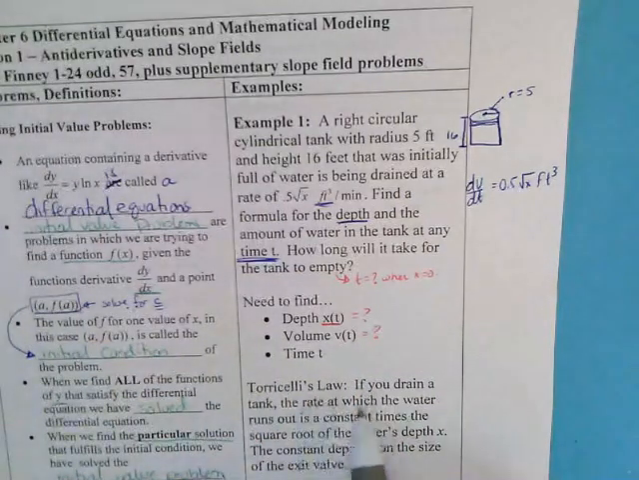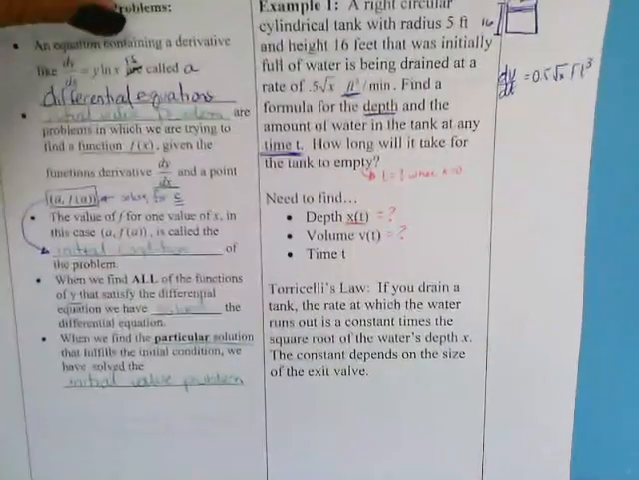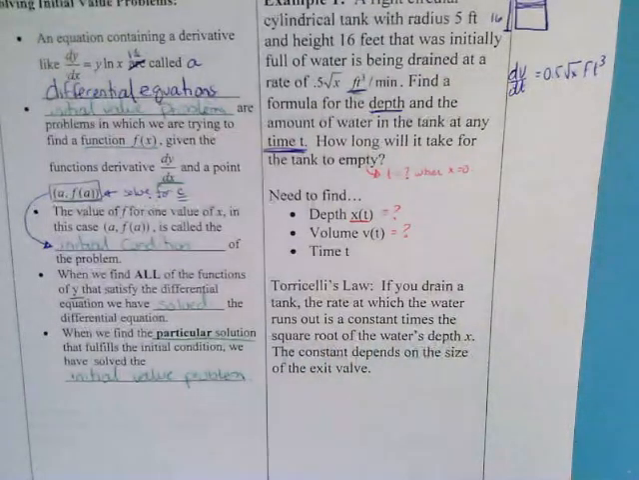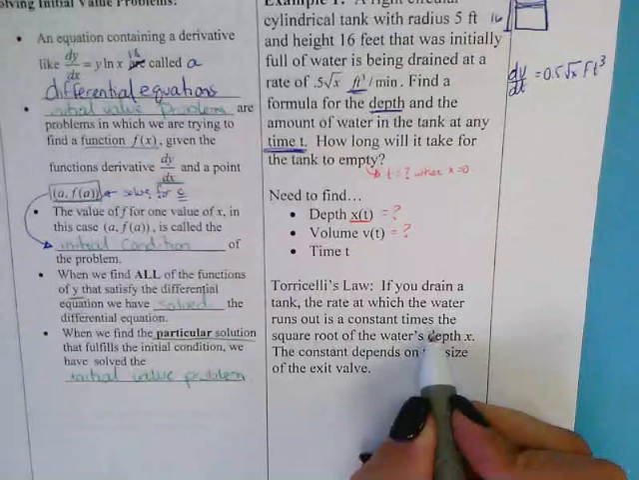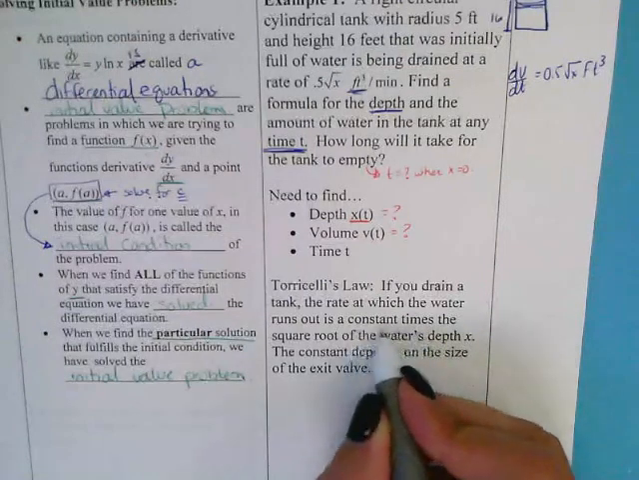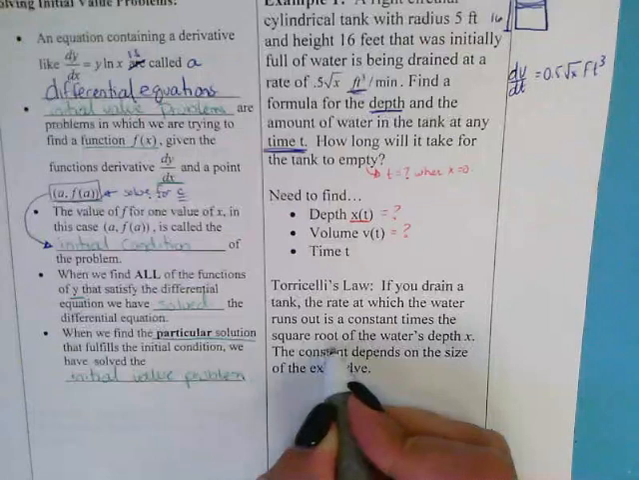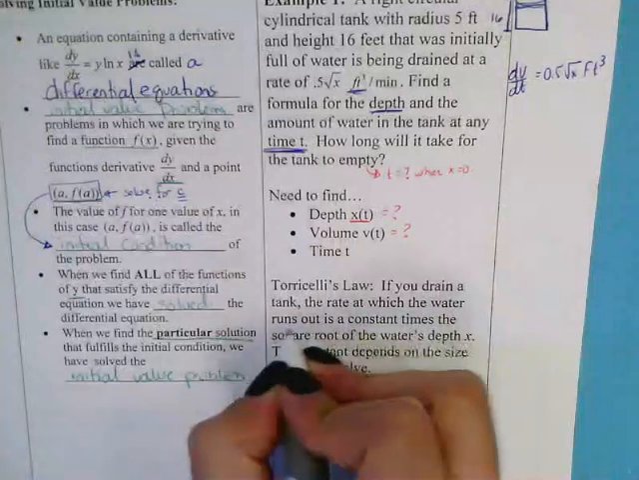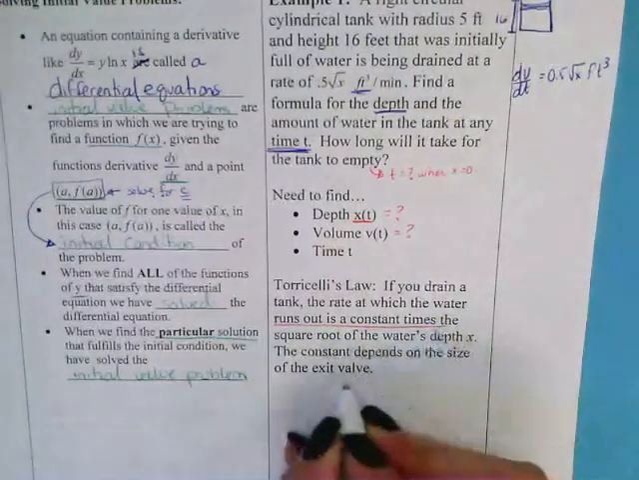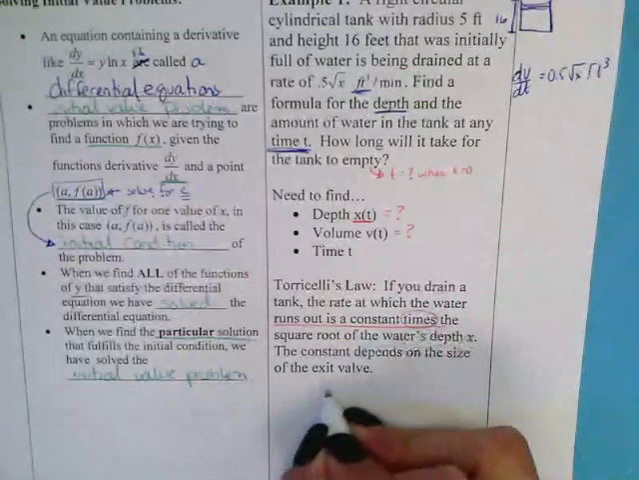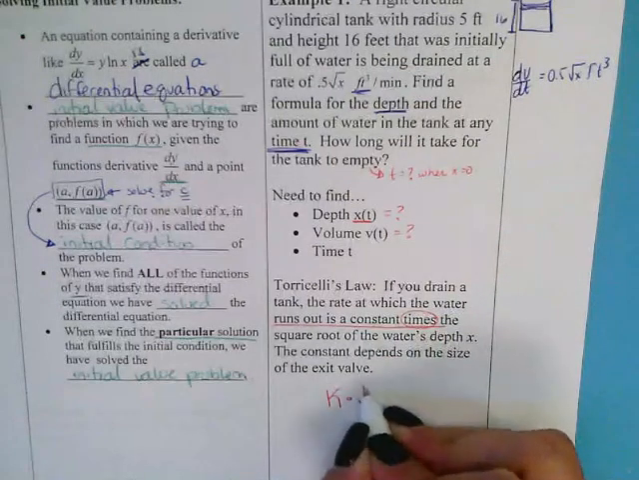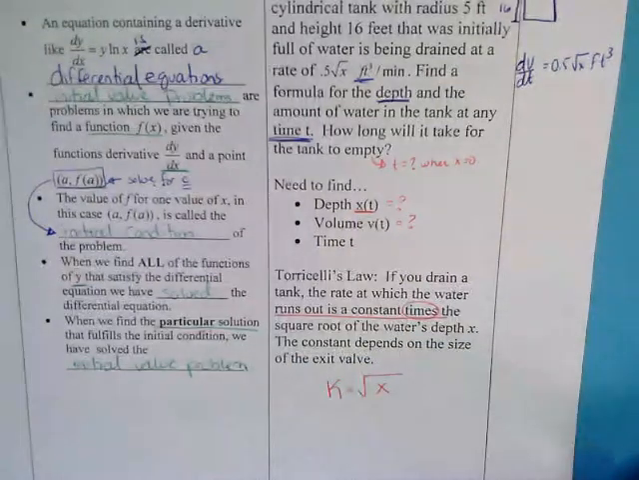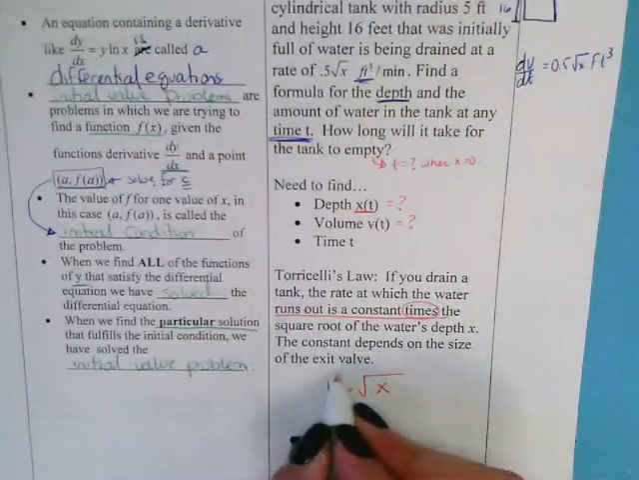Now Torricelli's law is a law that says if you drain a tank, the rate at which the water runs out is a constant times the square root of the water's depth x. So when the water runs out, it's a constant times the square root of the water's depth, aka x. The constant depends on the size of the exit valve.